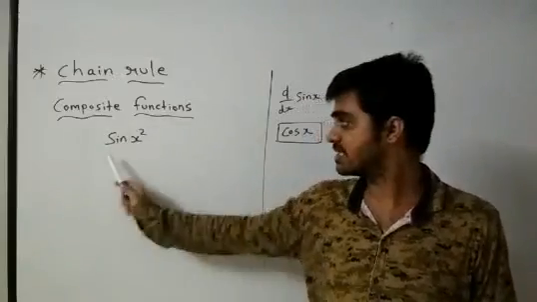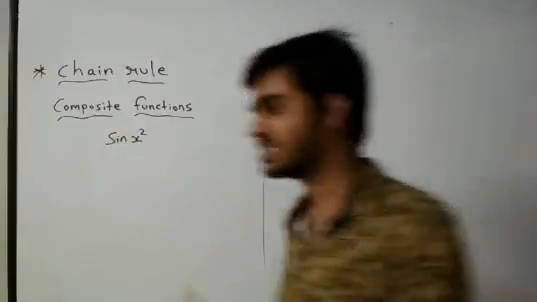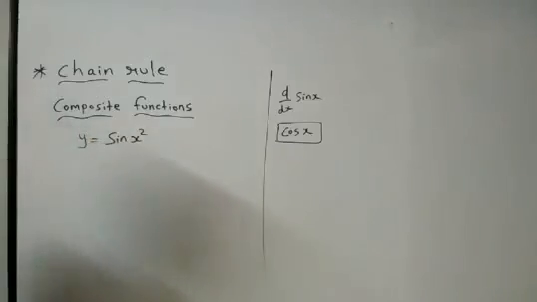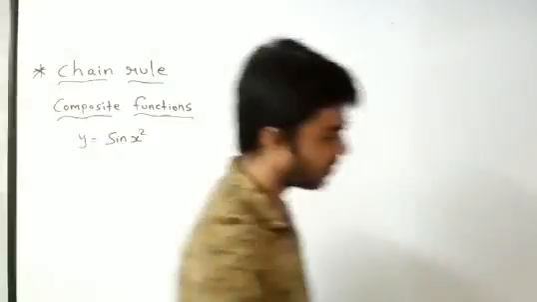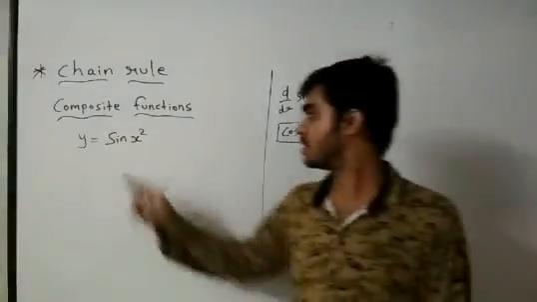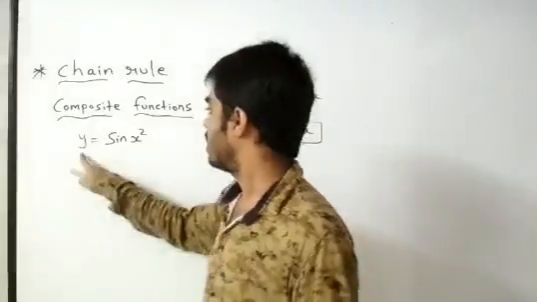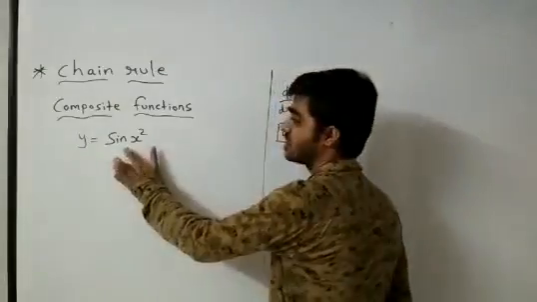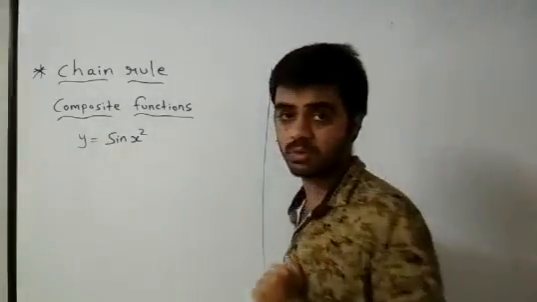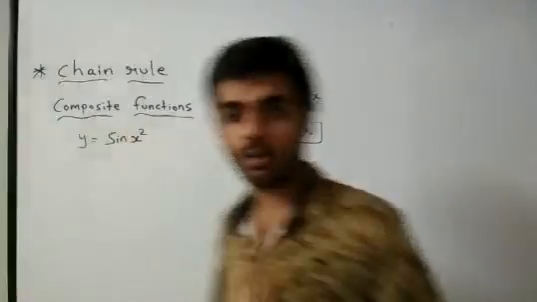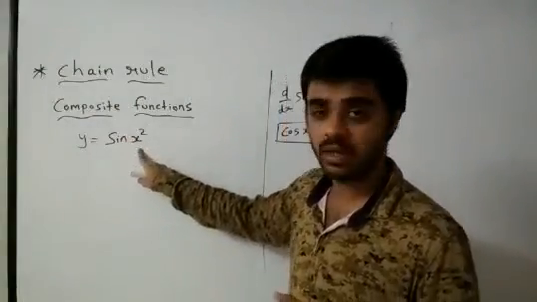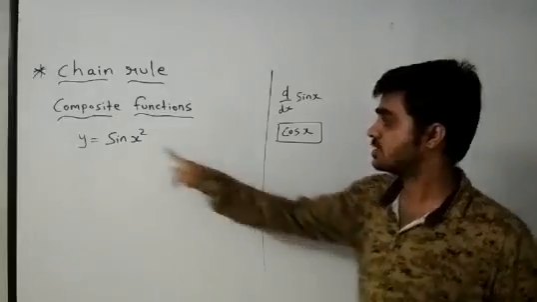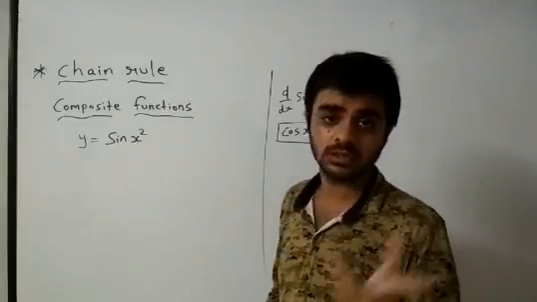Now you have one example, sin x square. So let us say y is equal to sin x square. Right? Now we want to differentiate it with respect to x, but the derivative of sin x square we don't know. So what is the problem over here? That x square. If here it is x, then we know the derivative of sin is cos. So here we want x. So what can be done?